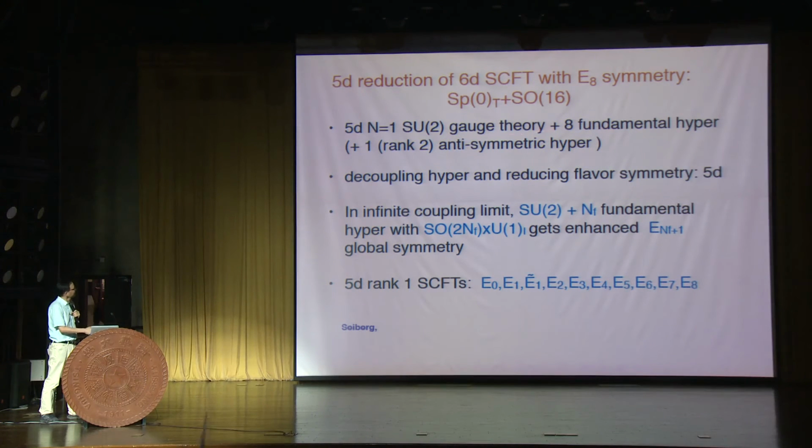Now, one can decouple these hypermultiplets by giving a mass term, reducing the flavor symmetries, then we get a 5D superconformal field theory, where we get an SU(2) with N_F fundamental hypermultiplets. Then, as Seiberg argued, there are instantons, and they give us an additional U(1) symmetry, and these two symmetries merge into exceptional groups. So one can get 5D superconformal field theories with various global symmetries.